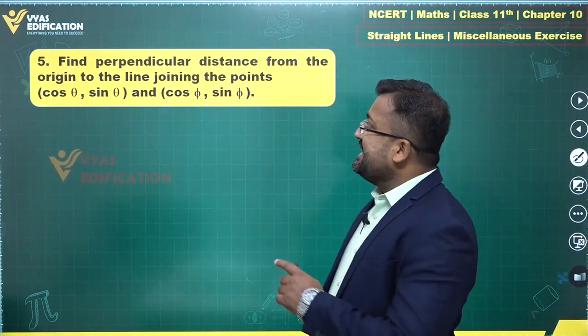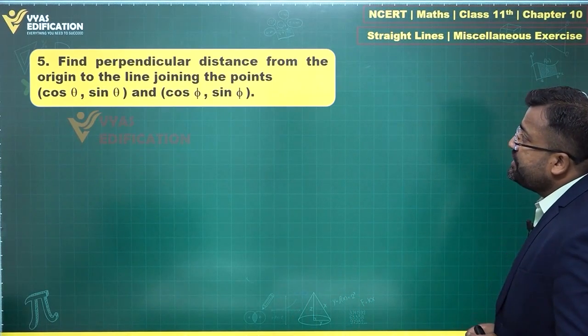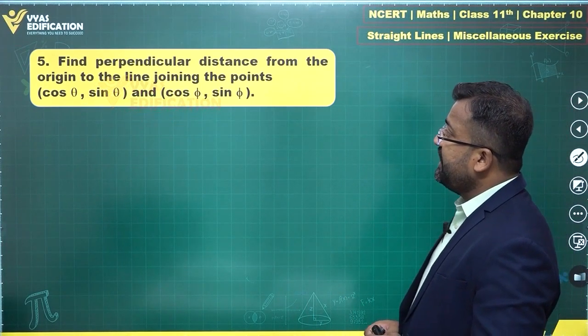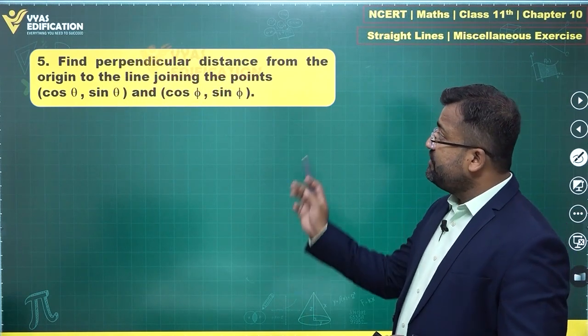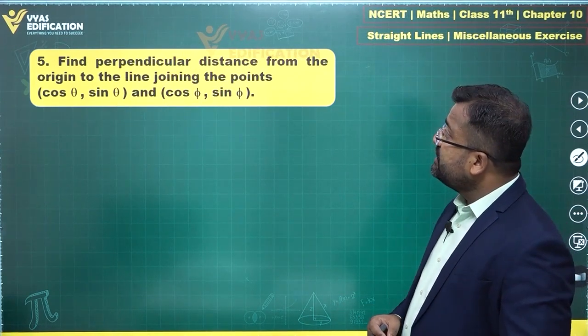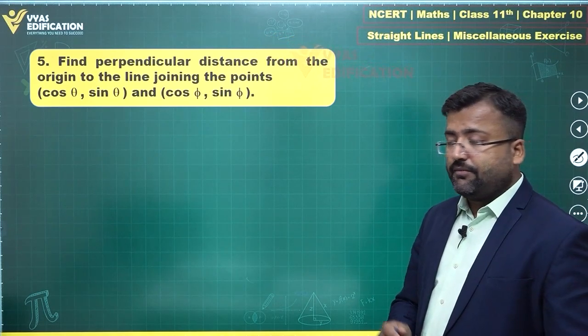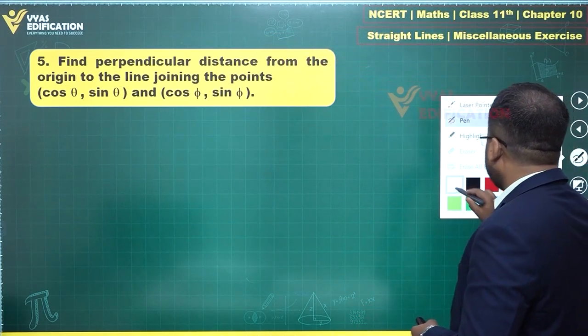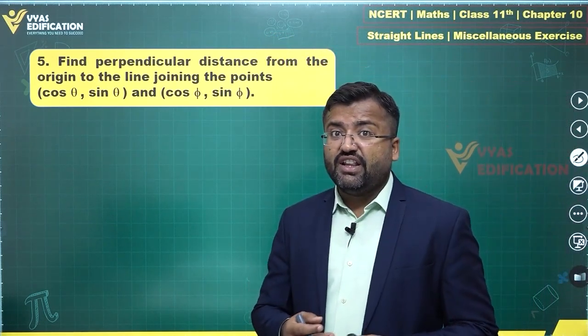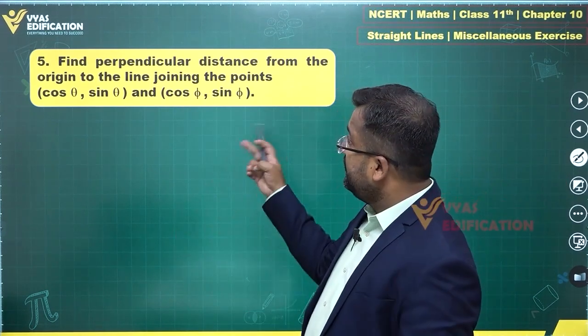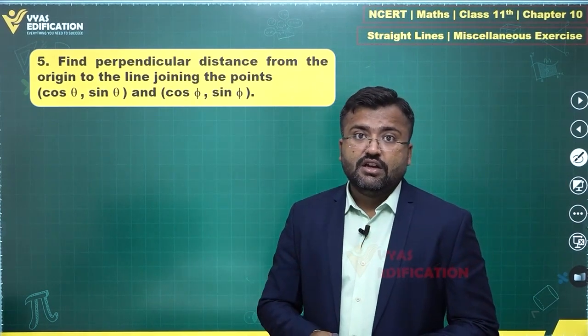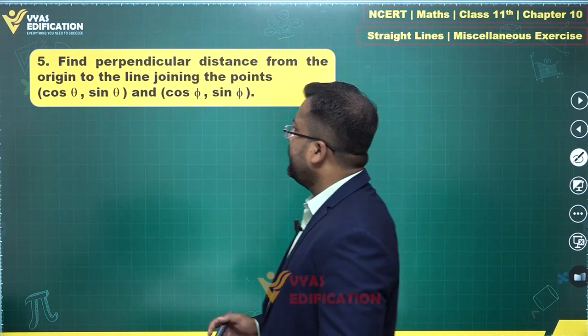The fifth question says, find the perpendicular distance from the origin to the line joining the points this and this. We are supposed to find the perpendicular distance from the origin. That will not be difficult, but first we have to find the equation of the line joining these 2 points. So let's go ahead and do it.